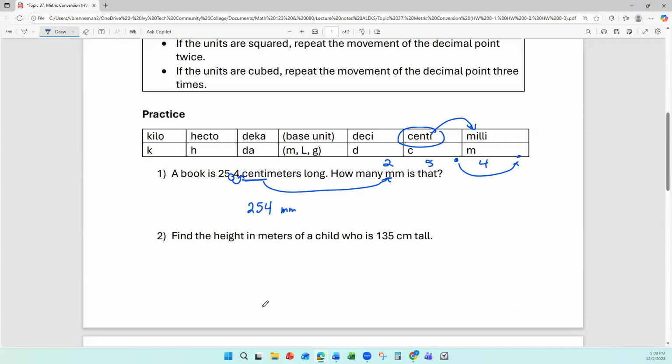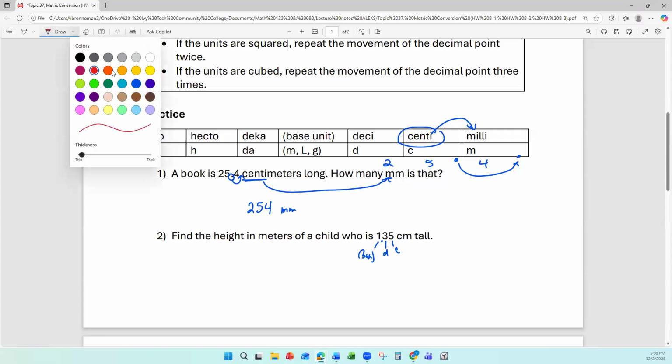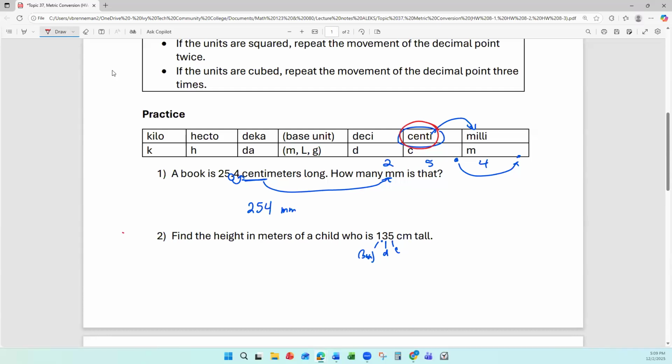Then find the height in meters of a child who's 135 centimeters tall. So if I think of, again, one way is to write, so the 5 is the centimeter, then the 3 is the decimeter, then the 1 is the base unit. And so the decimal point would go after the base unit for meters rather than the centimeters, or we can go from the given prefix from the centi, that's 1, 2 to the left to get to the base unit for the meters. So moving that decimal point from the unwritten at the end of the number, moving that 2 places to the left.